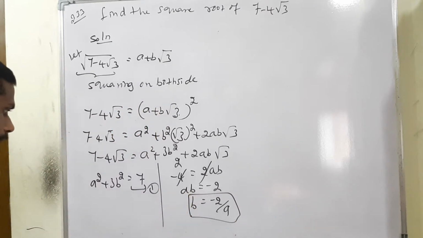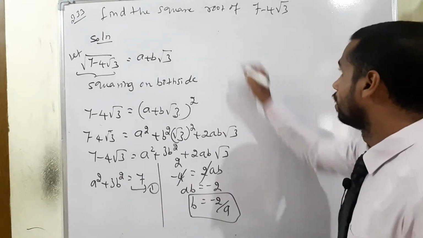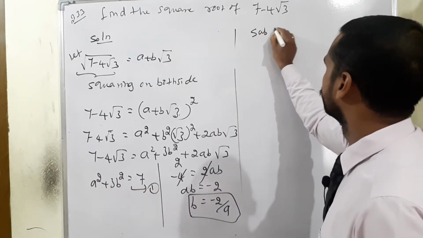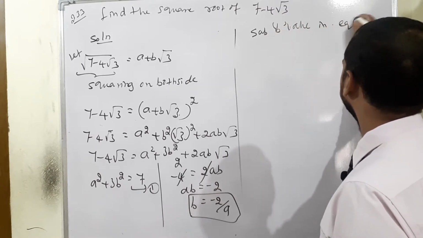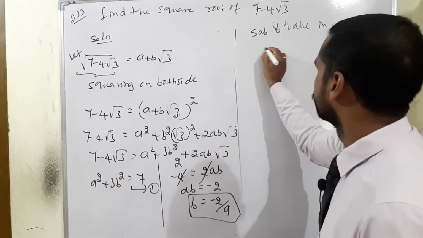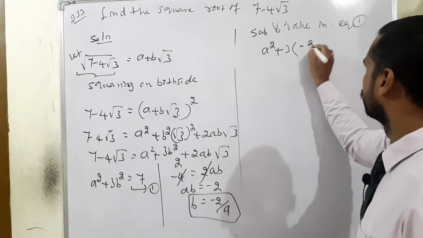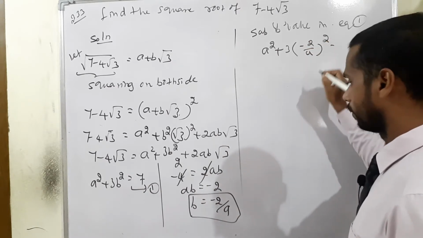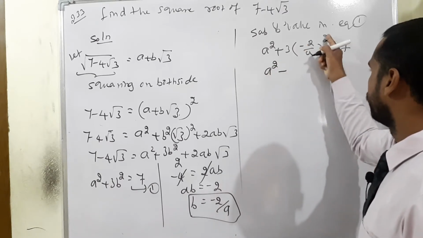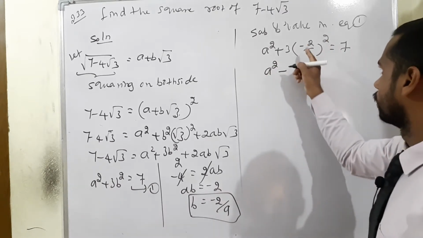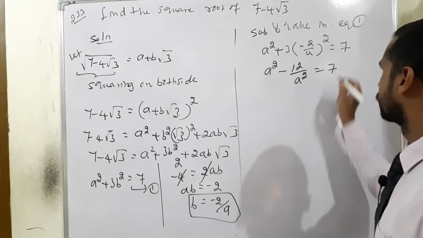So now substitute the b value in equation number 1. What will happen? a square plus 3 into b square, that is minus 2 by a the whole square, is equal to 7. Again, minus 2 by a the whole square means 4 by a square. 4 into 3 means 12, so a square plus 12 by a square is equal to 7.